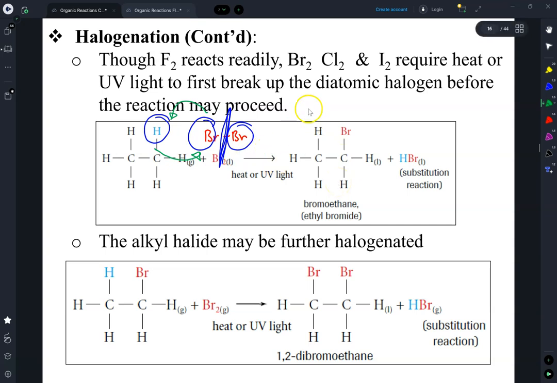Please note that this only applies to bromine, chlorine, and iodine, as fluorine is already quite reactive and does not require the heat or UV light to start the reaction up. If I wish to add another halogen to this alkyl halide, I would just take this product and repeat the reaction again. Alright, so let's summarize what we just learned on our flowchart.